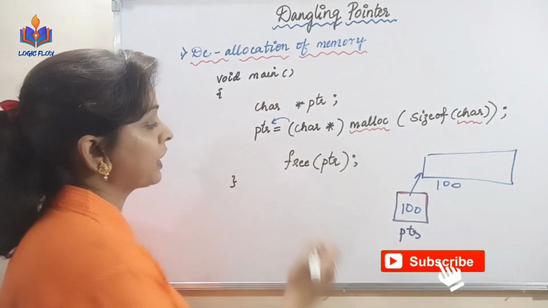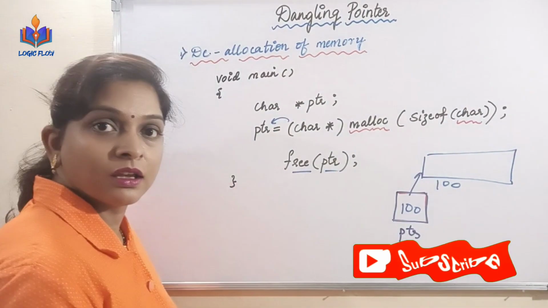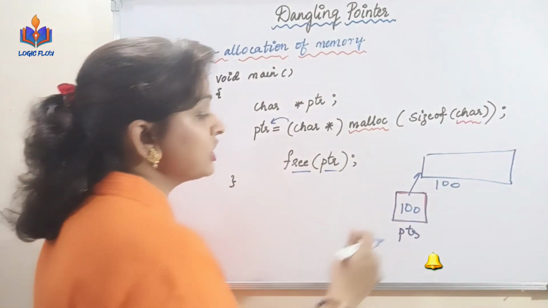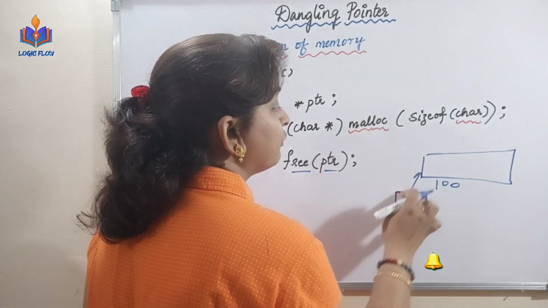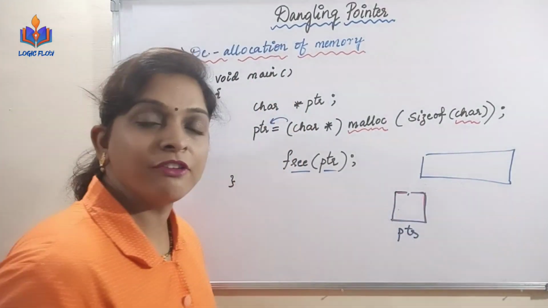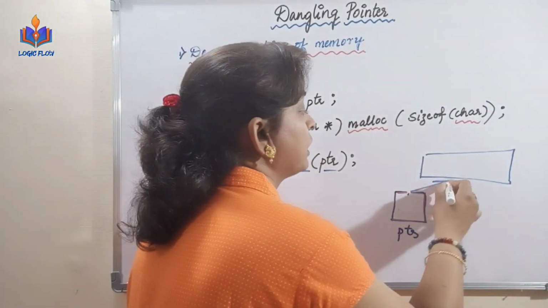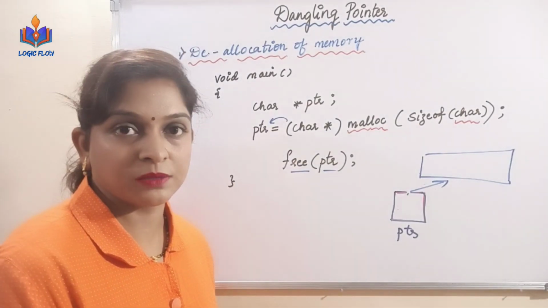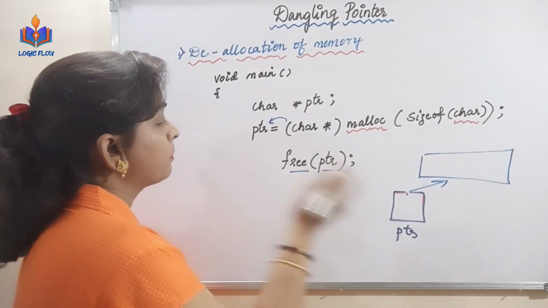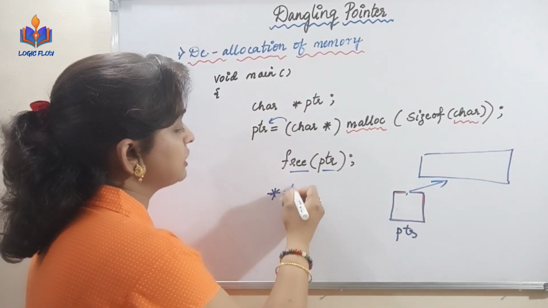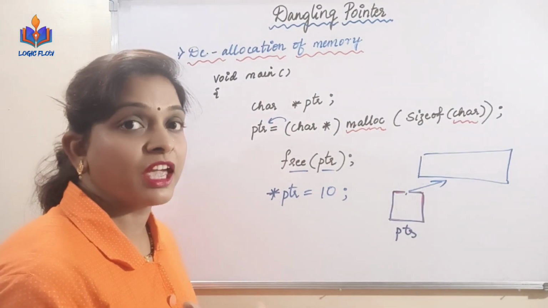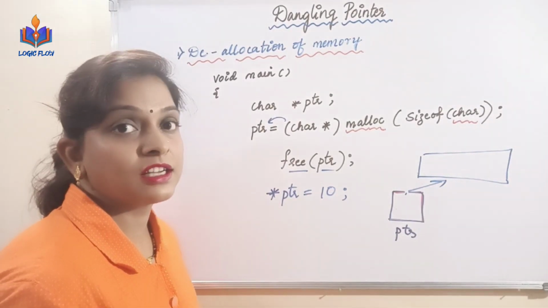Next I simply say free ptr. Free is one more function which is going to deallocate that allocated memory. So this pointer gets freed, and it will not point to any location. It may point to some junk address. So it is freed. And now if I try to put some value here, I say asterisk ptr equal to 10, then your program may behave differently. You may get some error.